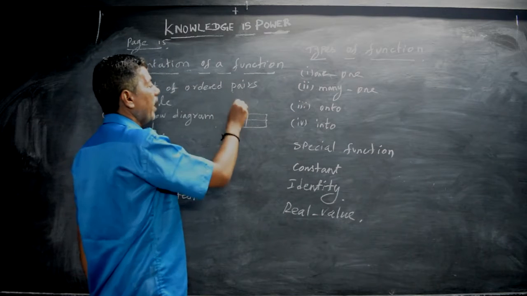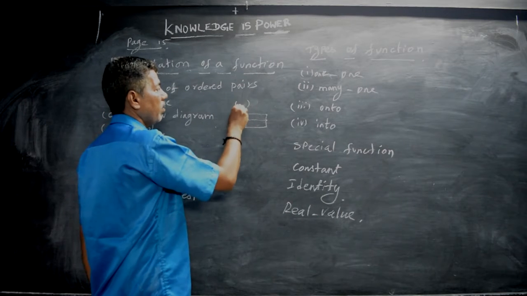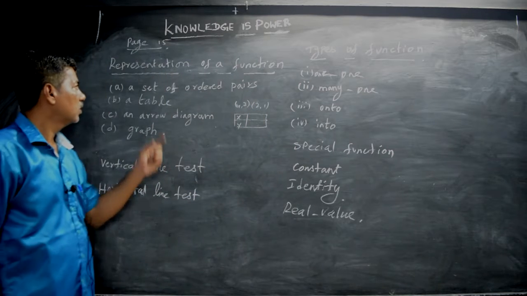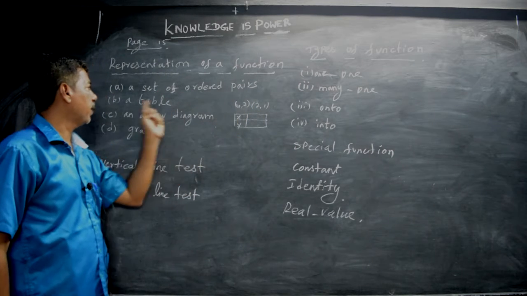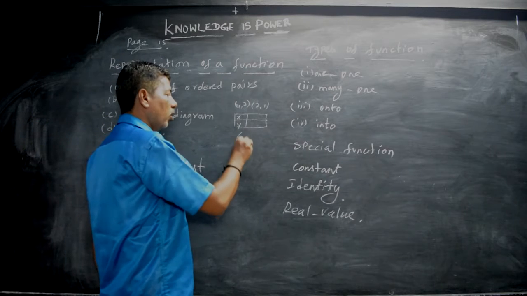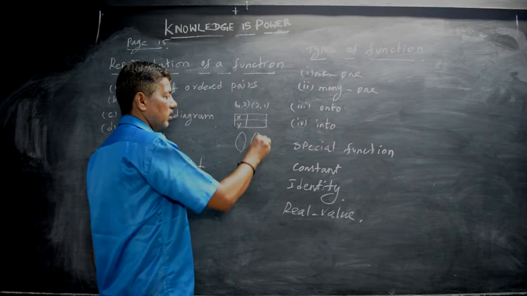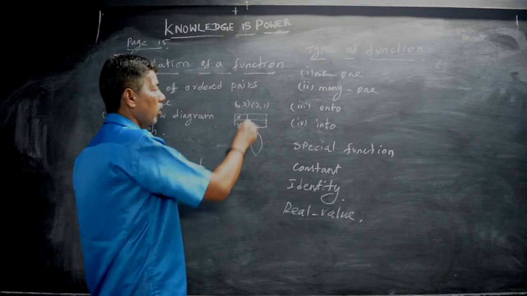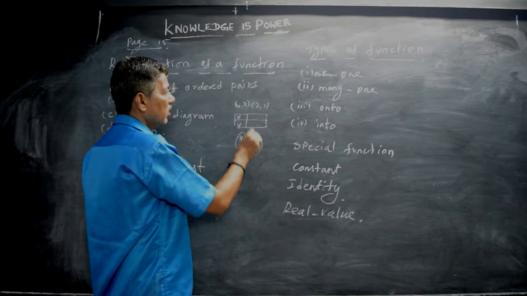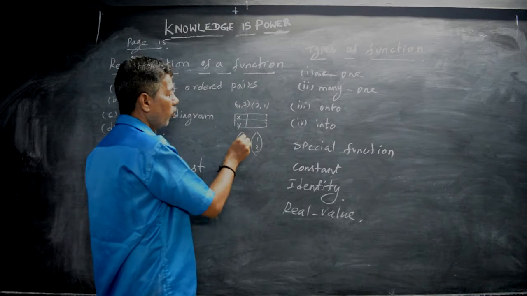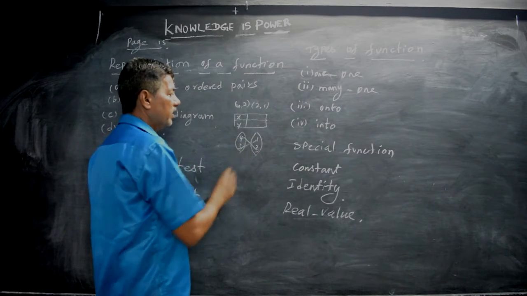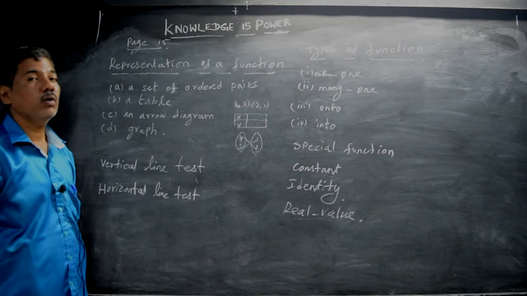Set of ordered pairs means x-axis with y-axis. For example, 4, 3, 2, 1, like that. So this is called a set of ordered pairs. A table is given like this. Arrow diagram, I also explained in earlier classes. Arrow diagram means what? Suppose 4, 3. Here there is 4, here there is 3. Here there is 1 and here there is 3. 4 will get 3 because they are paired. This is called an arrow diagram.